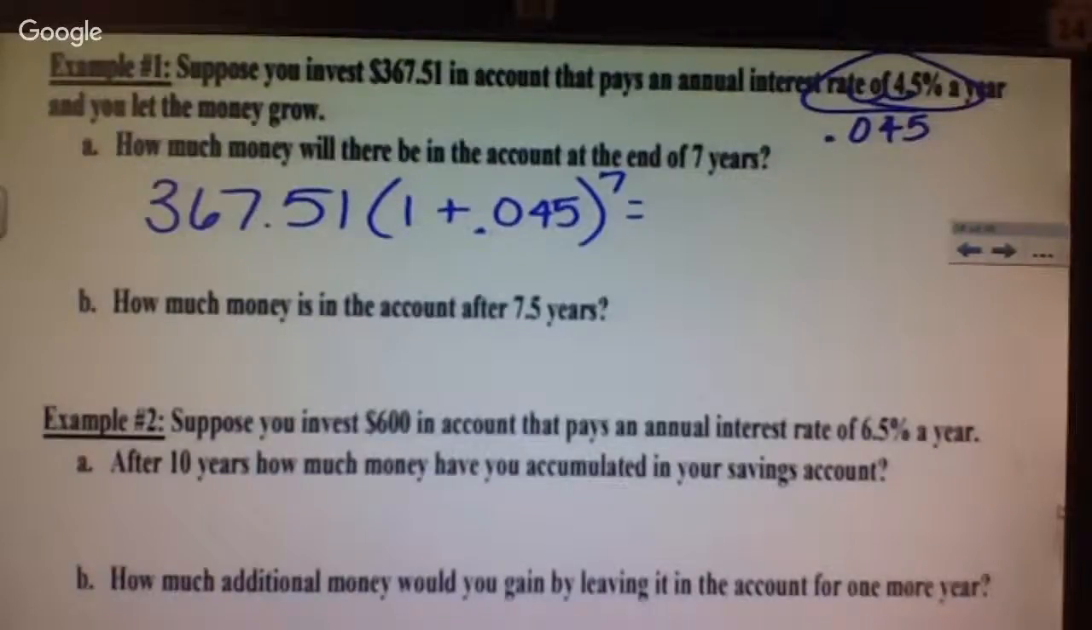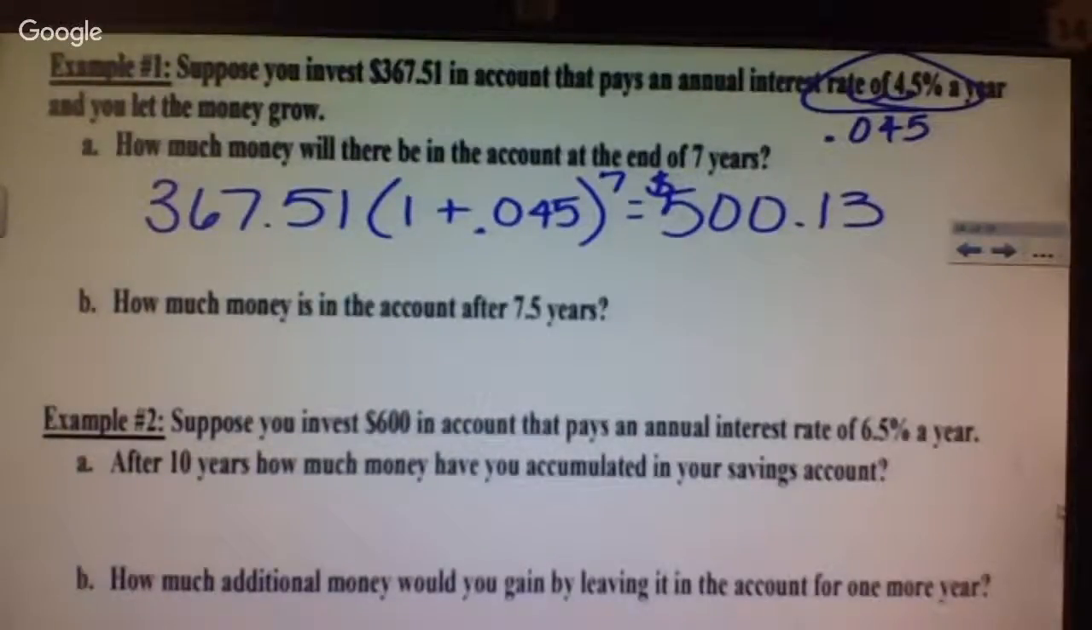Are they always going to be this easy? Heck to the no. But we're going to start out nice and slow. $500.13. Did you make a lot of money? Yes. In 7 years? Oh. No, not really. You really only gained not even $150 in 7 years. Good enough.